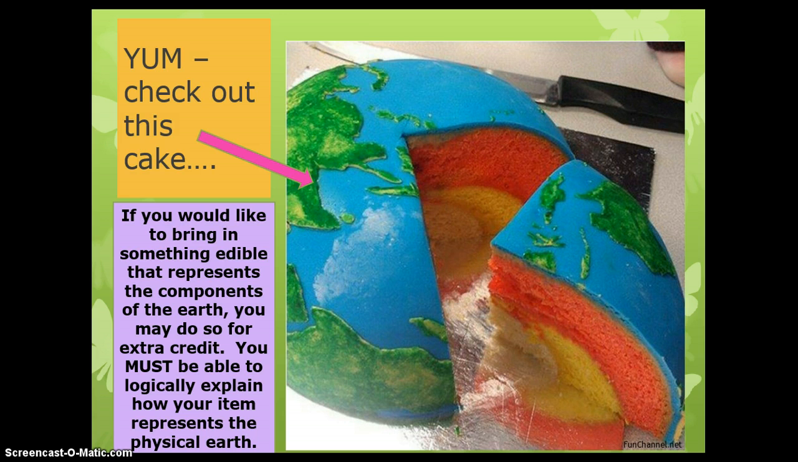That would work also. So again, this has been lesson 3, the physical earth, with a little bit of extra credit at the end, due in 1 week when this lesson follow-on guide is due as well. Good luck and have fun.